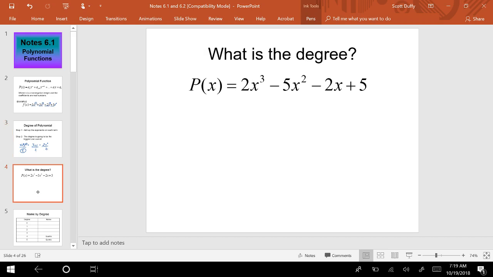Another example. What is the degree of this one? Well, you look and see, okay, the largest exponent on this term is 3. The largest exponent on this one is 2. This would be a 1. And this one doesn't have an exponent, so it would be 0. So the degree would be 3.